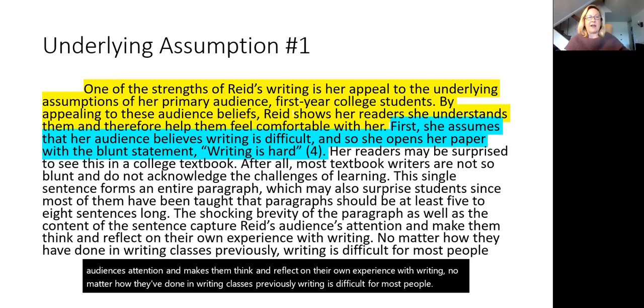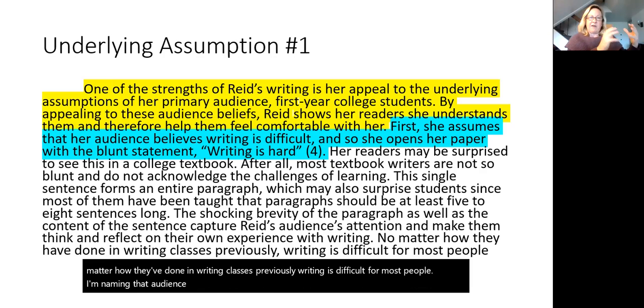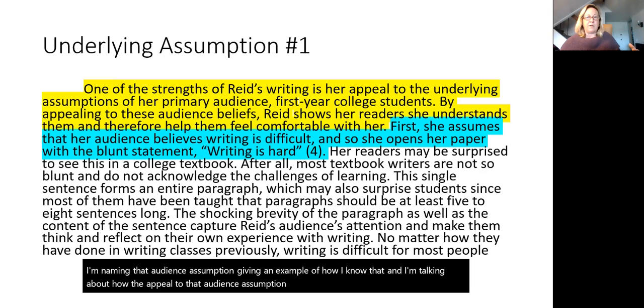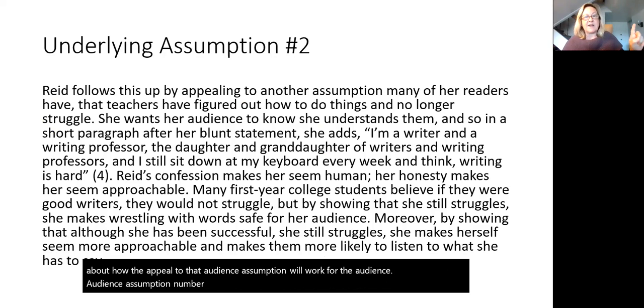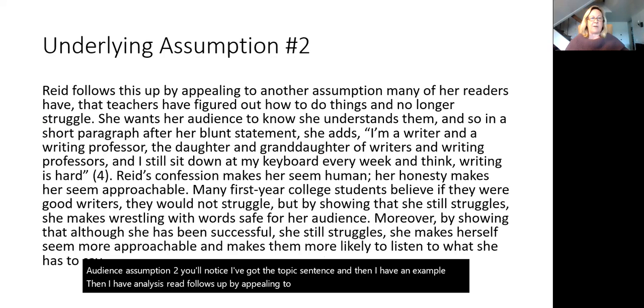I'm naming that audience assumption, giving an example of how I know that, and I'm talking about how the appeal to that audience assumption will work for the audience. Audience assumption number 2. You'll notice I've got the topic sentence, and then I have an example, then I have analysis. Reid follows up by appealing to another assumption many of her readers have, that teachers have figured out how to do things and no longer struggle.